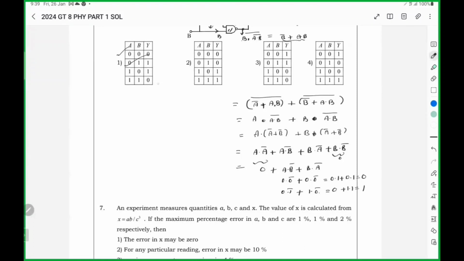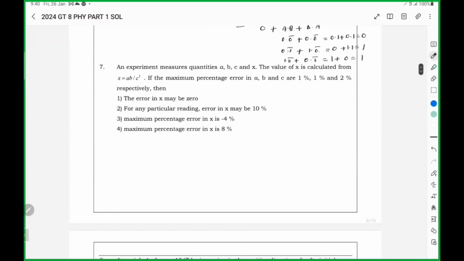Here we have to check because the first and third options, the first two are coinciding. Let us take 1 0 as an input signal. This is 1 plus 0, which is 1. So 100% the first option is correct.